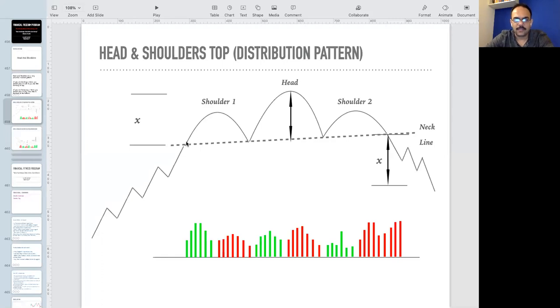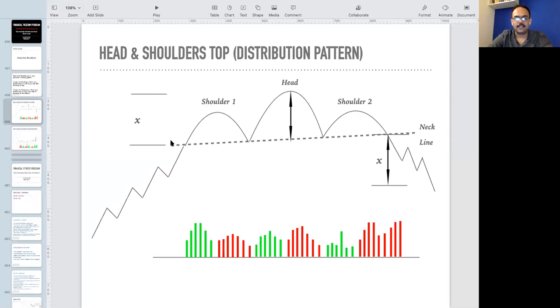When the shoulder is going up, the volume is high. As it is coming down, the volume will reduce. Next, when the head is forming and going up, the volumes are relatively lower than the shoulder, and when coming down, the volume will be higher than the coming down of shoulder one. And for shoulder two, while going up, the volume will be lesser compared to the head going up, and when it is coming down, it will be higher volume.